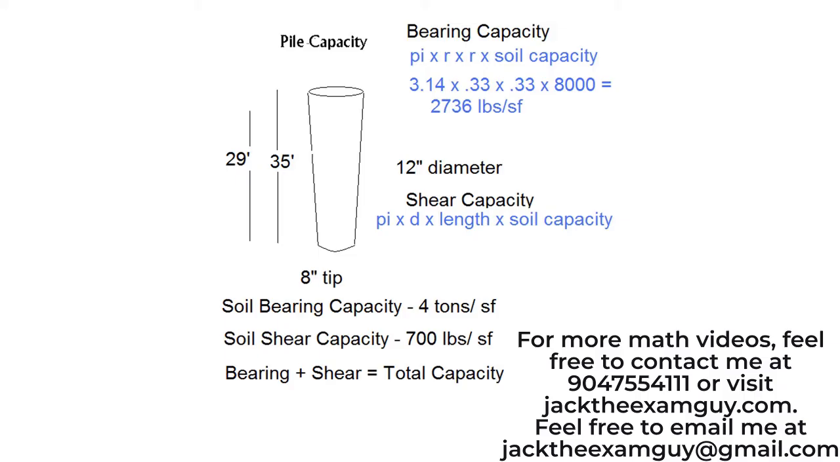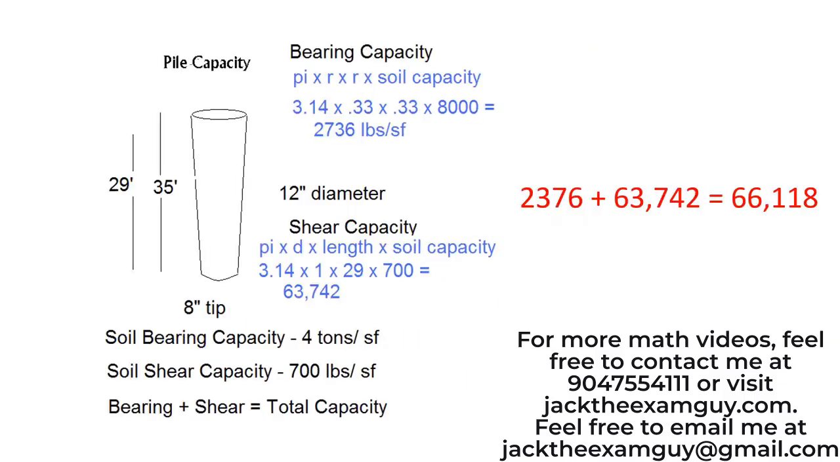And then it's times our soil capacity of 700 pounds per square foot. Then it's just crunching numbers. 3.14 times 1 times our length, 29, times 700, our soil capacity, and we get 63,742 pounds of shear capacity. So all we have to do now is add our bearing capacity and our shear capacity. We get 2,736 for our bearing, 63,742 for our shear, and we get 66,118. If you followed that, you're doing pretty good.